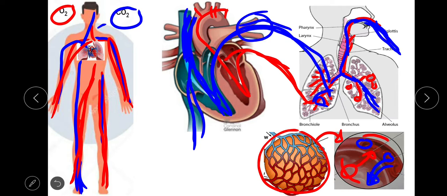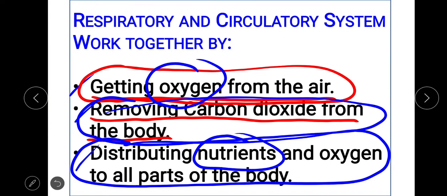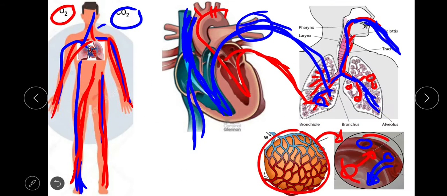So that's the job of the two organ systems: getting the oxygen from the air, removing carbon dioxide, and distributing the nutrients to all parts of the body. That passes through the different passageways from the environment to all parts of the body, and from all parts of the body to the environment. Alright?